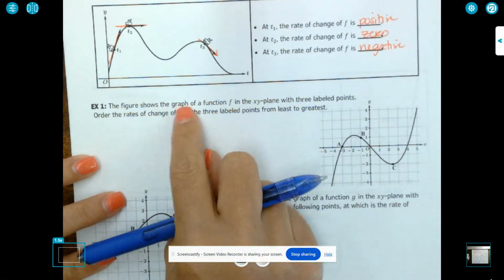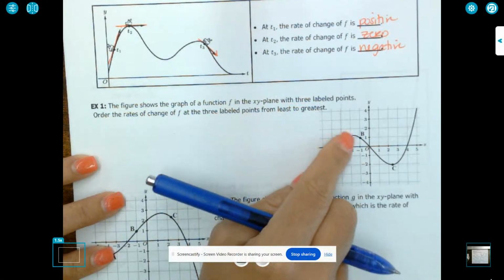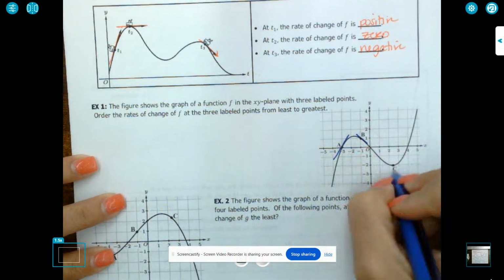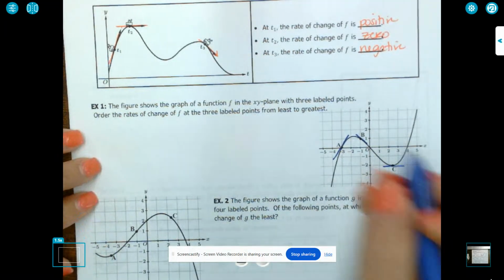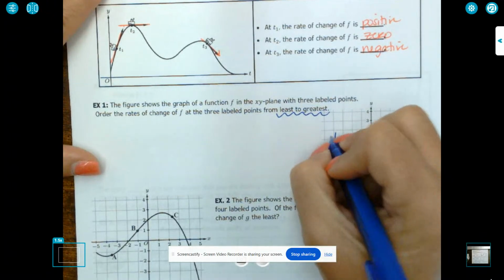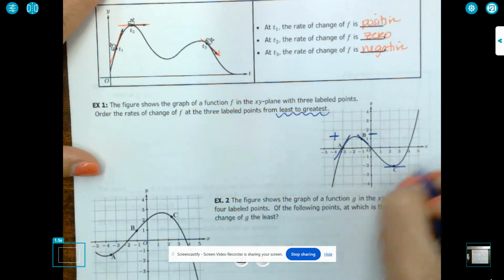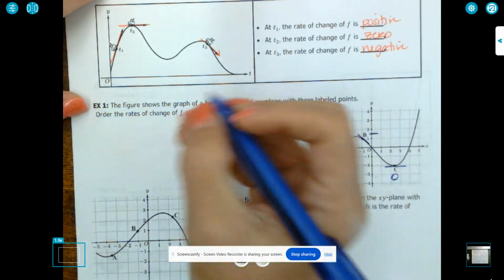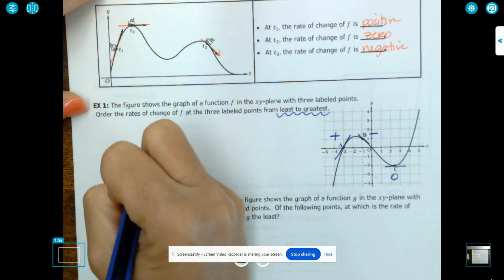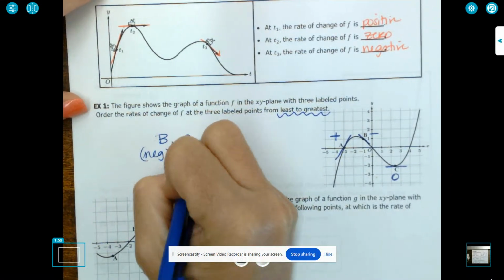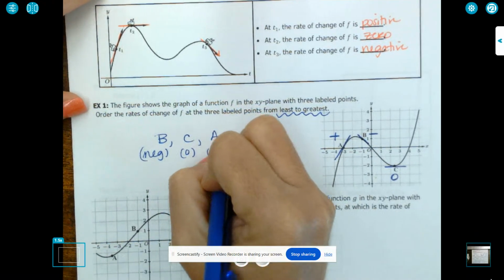All right. So for example number one, we've got a graph over here. The figure shows function f in the xy plane with three labeled points, A, B, and C. So let's look at our slopes or our rates of change. They want us to order these from least to greatest. Well, one thing I know is A is a positive slope, B is a negative slope, and C is a zero slope. So if I order these from least, the least is going to be the negative, and then zero would be next, and then A would be our positive, so that would be the greatest.